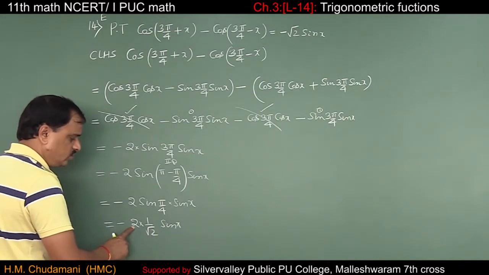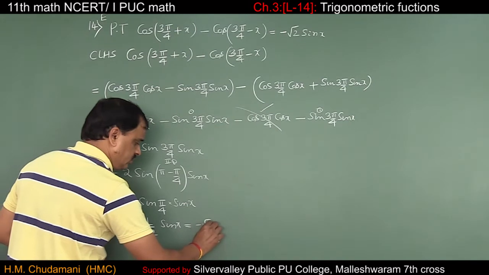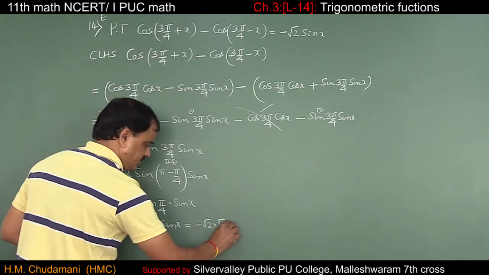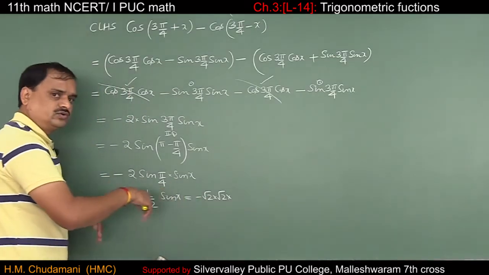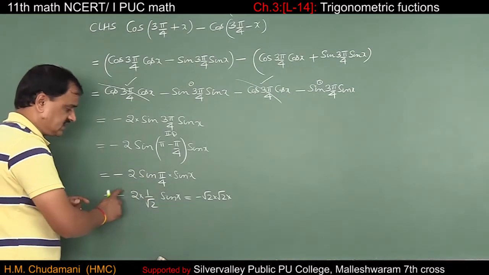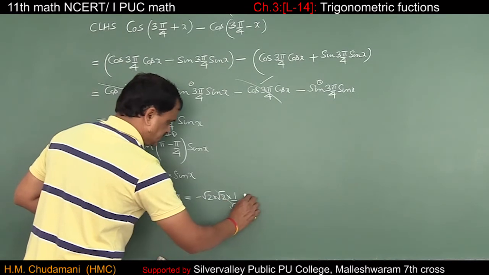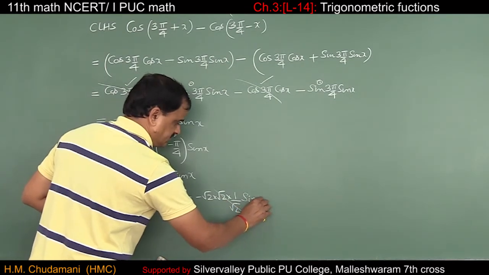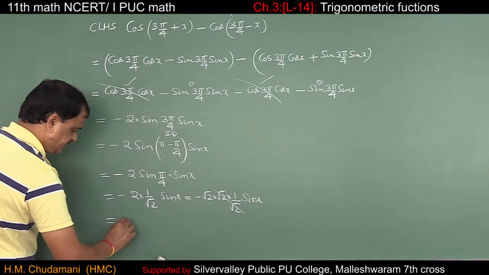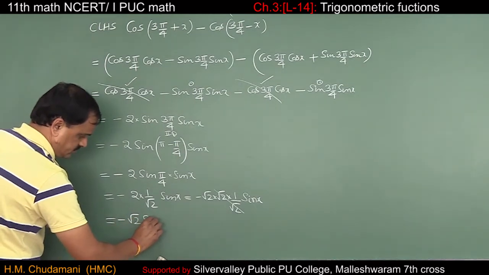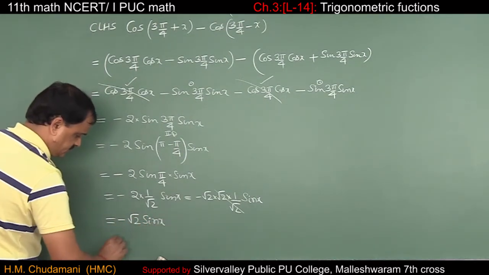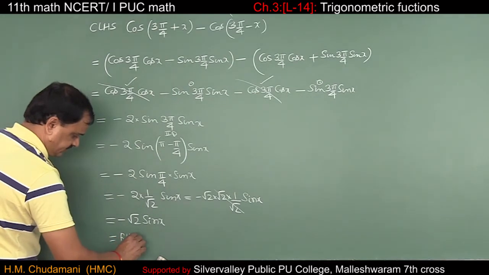See, this 2 can be written as root 2 into root 2. Root 2 into root 2 means root 2 whole square. Square and the square root get cancelled. We are left with 2 only. So the 1 by root 2 gets cancelled. We are left with minus root 2 sin x. That is the RHS.